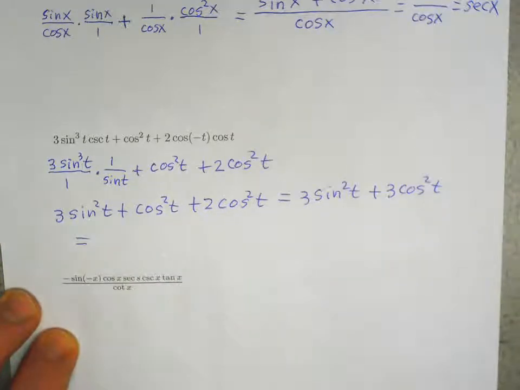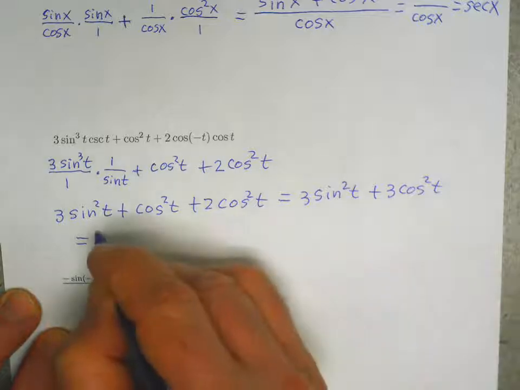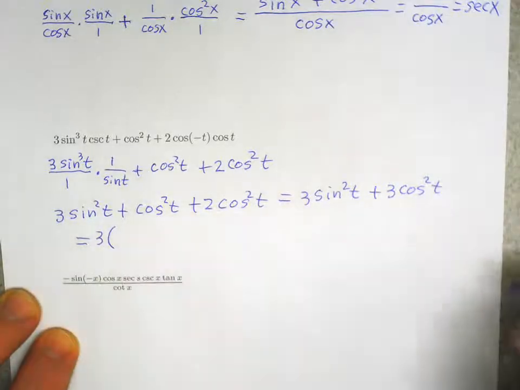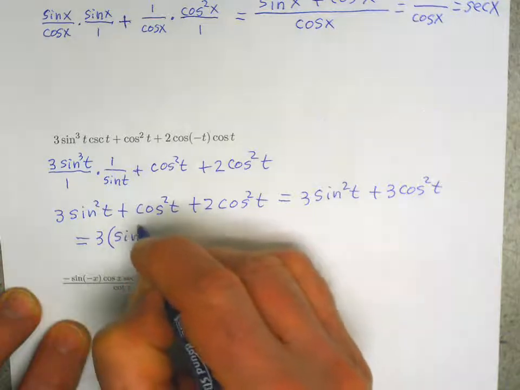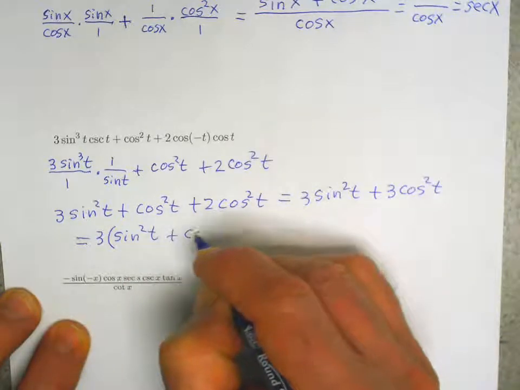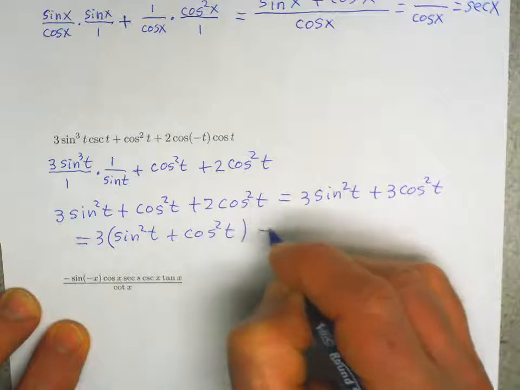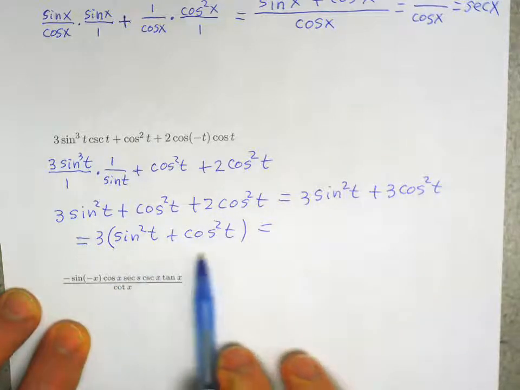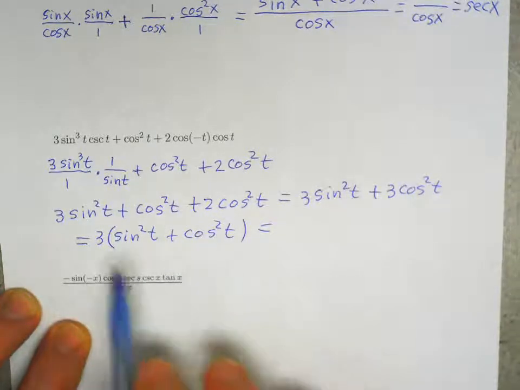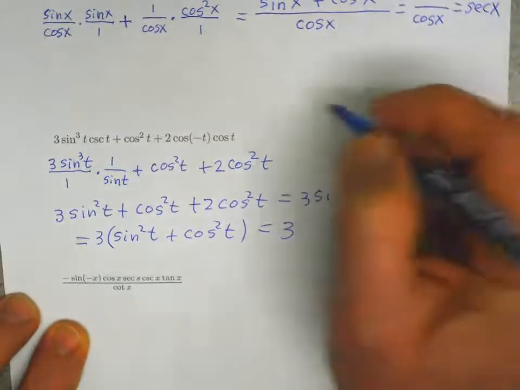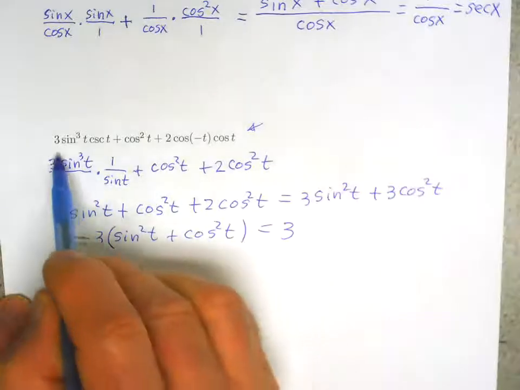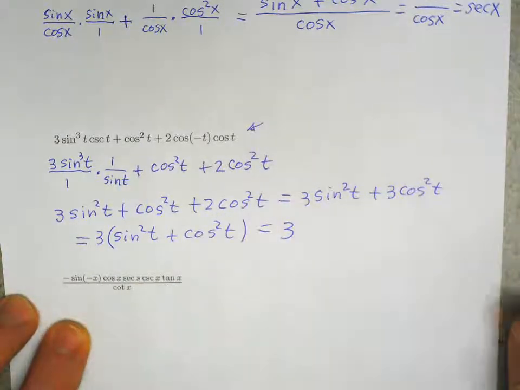It's not really necessary, but I'll go ahead and factor 3 out of each of those terms. So we have 3 times the quantity sine of t squared plus cosine of t squared. And sine of t squared plus cosine of t squared equals 1. So 3 times 1 is 3. So that is just a fancy way to write the number 3.